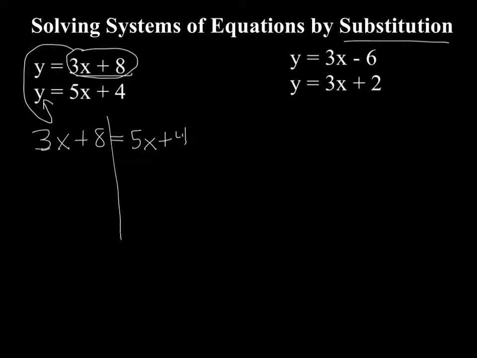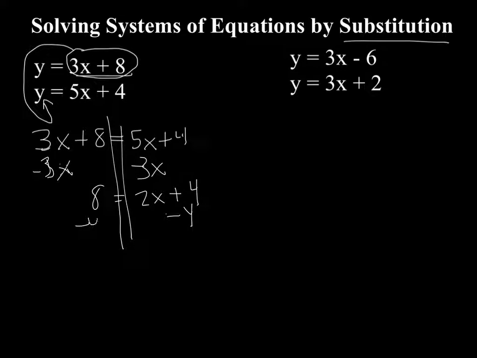That's step one. Step two, we solve for x. So I subtract 3x, and I get 8 is equal to 2x plus 4. All right, then I continue solving there. I subtract 4 from both sides. That would give me 4 is equal to 2x. Then I would divide by 2, and I get x is equal to 2.